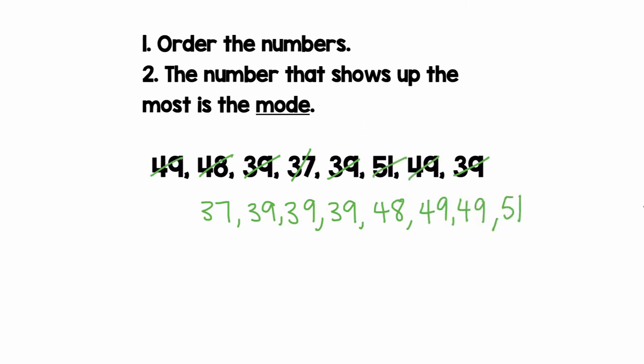All right, now that I'm done ordering my numbers, I'm going to go ahead and count just to make sure I didn't miss any. 1, 2, 3, 4, 5, 6, 7, 8. All right, so we're good to go. Now I see that we have 1, 2, 3 39s. We do have 2 49s, but since this one shows up more, 39 is the winner. So our mode would be 39.